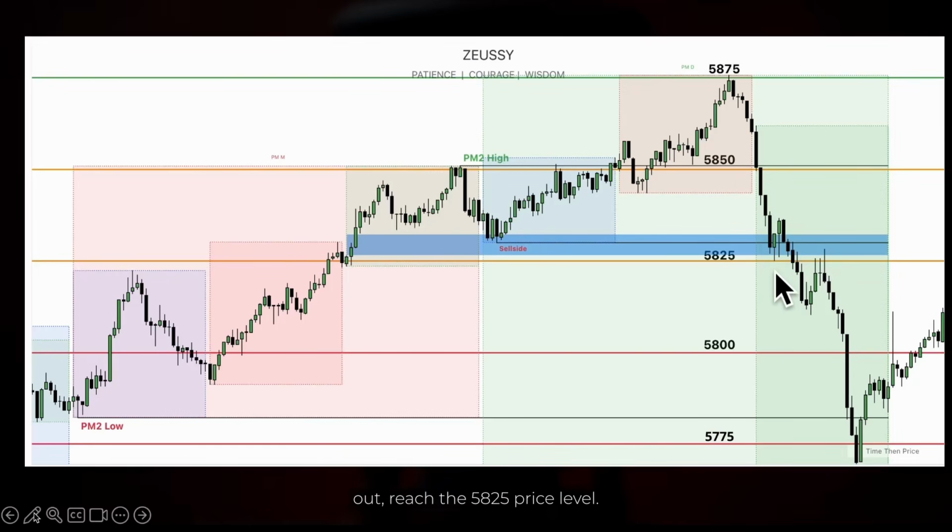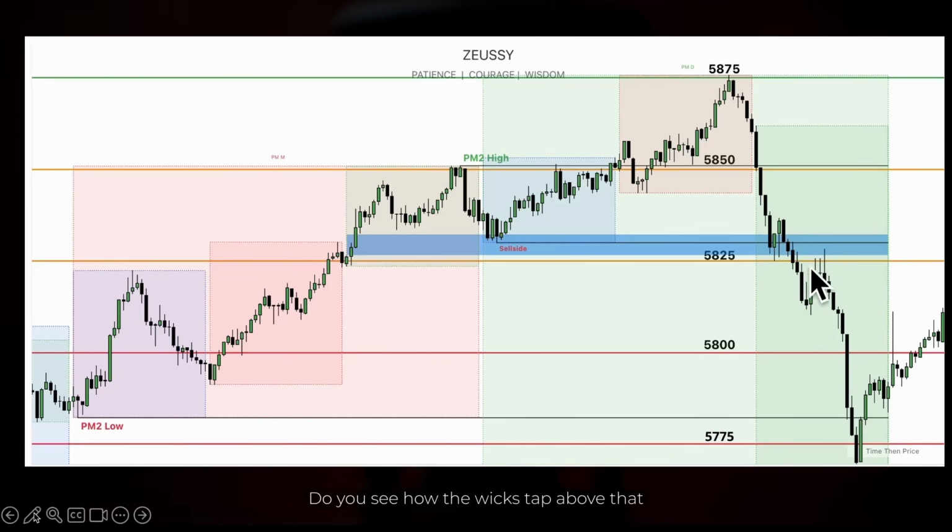Notice that we take that out, reach the 5,825 price level, a retracement higher takes place, and we then see the market eventually displace through the imbalance, which I've annotated right here. And next you see the market displaces through this 5,825 price level. The market forms a new low and it retraces higher.